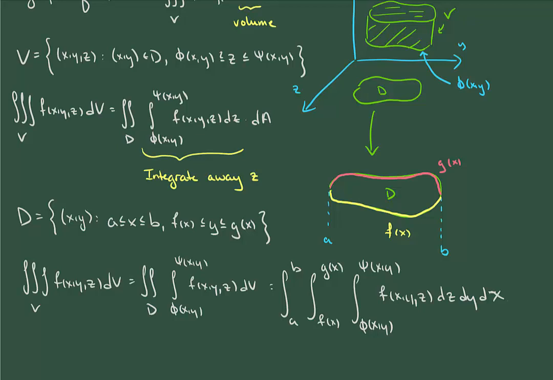Now in practice, again, we're not going to bootstrap it by saying, well, let's look at the domain D. We're just going to take our entire set V and write it directly by saying, okay, x goes between a and b, y goes between f of x and g of x, and z goes between phi and psi. So we end up doing all of that at once rather than this iterative process. And you'll see it in a second as we do the next example.